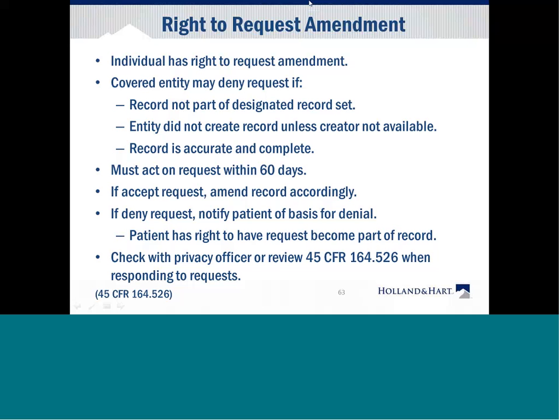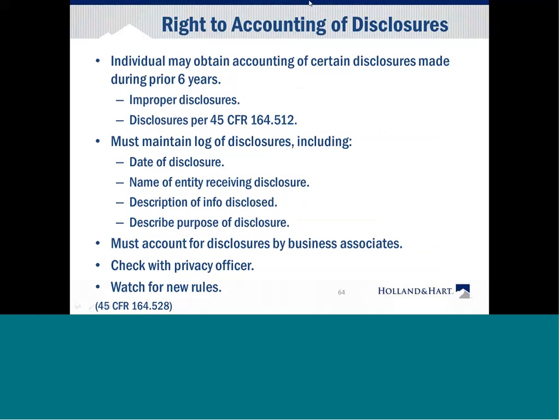You must act on that request within 60 days. If you accept the request, you've got to amend the record accordingly and follow through on certain other things. If you deny the request, you've got to notify the patient of the basis for the denial. That patient has a right to have their request become part of the record. So their medical record now includes their right to request their amendment. If you're going to deny a request, or actually anytime you get a request for amendment, the best thing to do is to check with your privacy officer to make sure that you're complying with all the rules and regulations that go along with amending those records and following up.